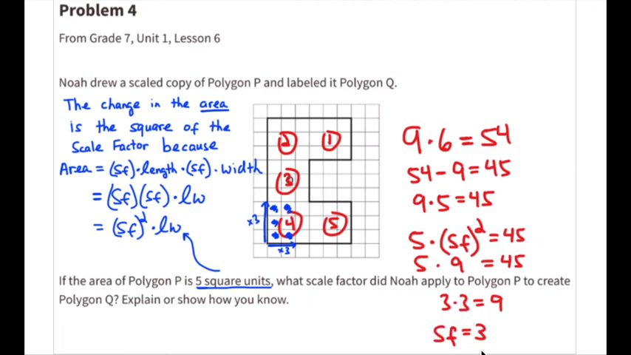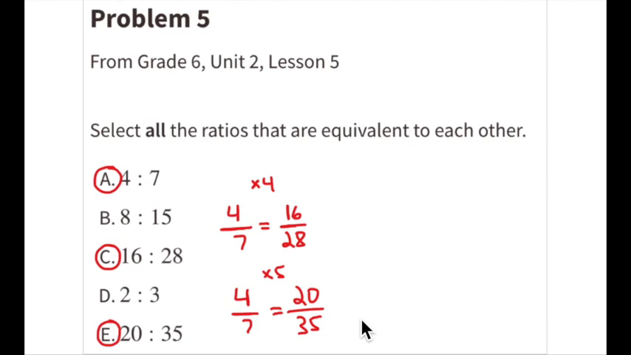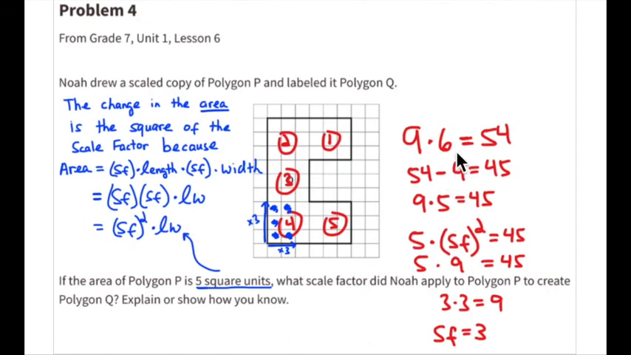So the answer to the question, what scale factor did Noah apply, is that he applied a scale factor of 3. So it's 3 times this way. 1, 2, 3. And 3 times this way. 3 units is 1. 3 units is 2. 3 units is 3. And notice that this 1 unit right here is right in the center. It's 3 of those units to get to here. All right, again, this is a tough problem.